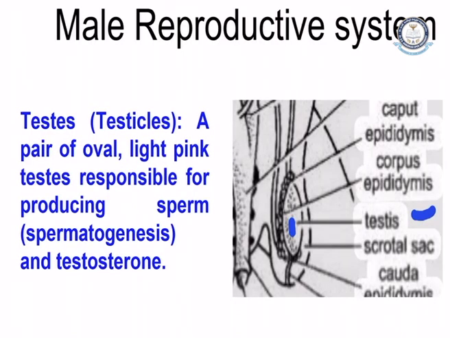We'll be knowing further in detail about the first important component of the male reproductive system, which is the testis, also called the testicles. A pair of oval, light pink testes, responsible for producing sperms, or spermatogenesis, and the testosterone hormone. You can see the structure of the testis or testicles, which is responsible for the production of sperms through the hormone called testosterone, and this process of production of sperms is called spermatogenesis.